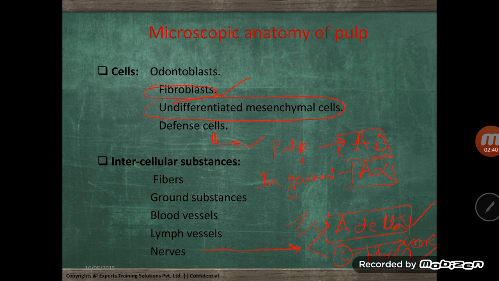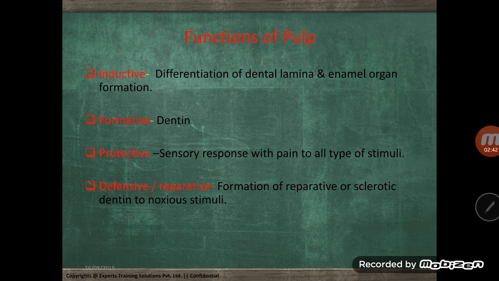Coming to the next, it is about the functions of the pulp. Anyway, we are going to cover the same material in dental histology, but just make a note of these points. These are the four functions of the dental pulp. That is inductive, which helps in differentiation of the dental lamina and enamel organ formation, and formative, which is the one that induces the formation of dentin.